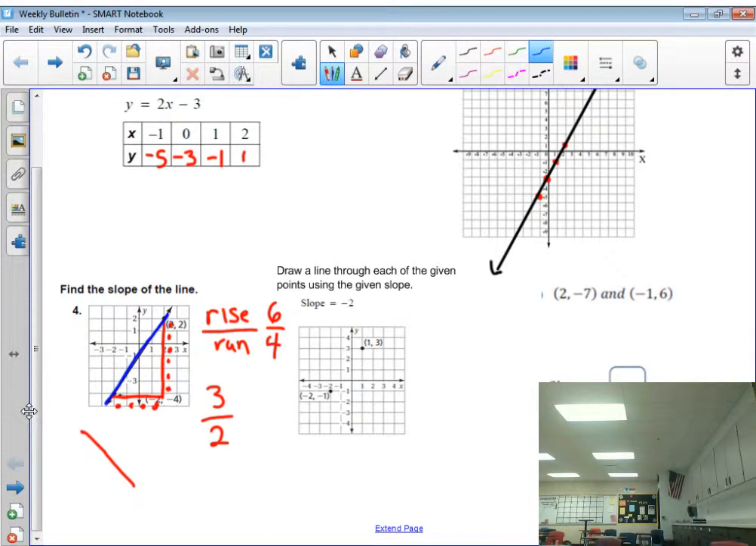They also worked on actually graphing slope. So here in this example, we have -2. Well, slope needs a rise and a run. So they have to remember that if they have a whole number, it's really over 1. So here I have a -2. We're going to write it over 1.